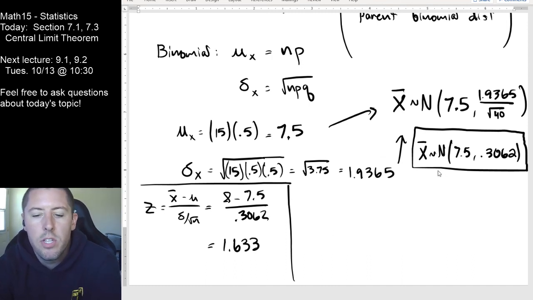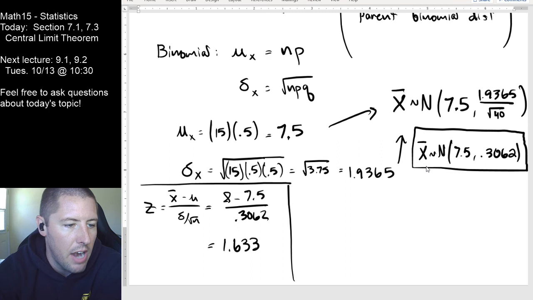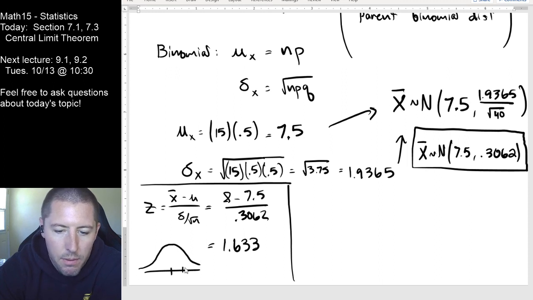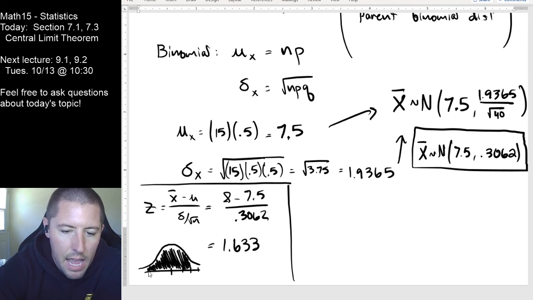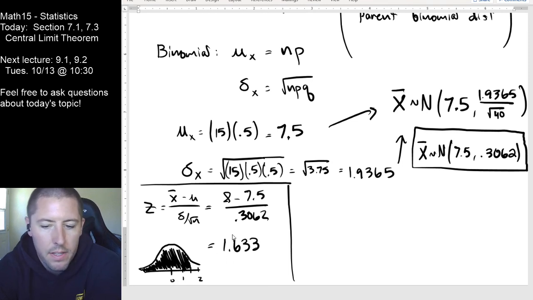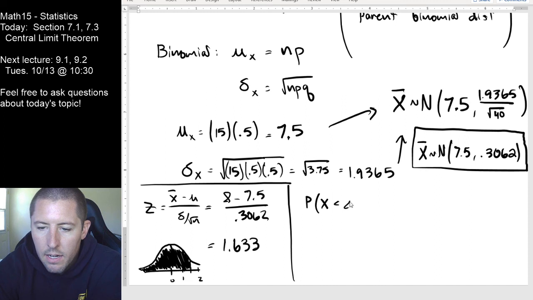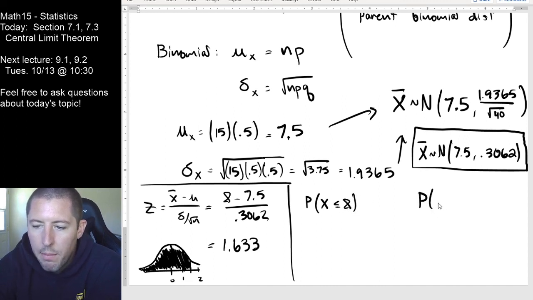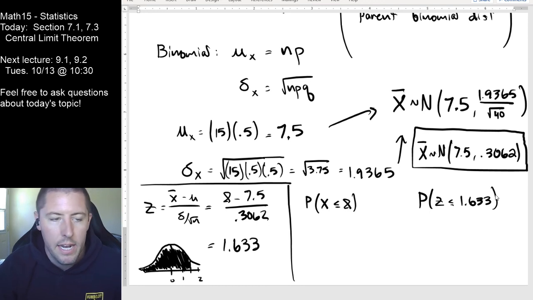So this says that to see a result like getting an 8 as your average over 40 times of playing this game is like getting something about 1.6 standard deviations above normal. So we're interested in all this area. This is all of our probability of interest: having an average roll of anything below about 1.6 standard deviations above normal. What's the probability that we see anything less than that out there? So I can either phrase this as the probability that x is less than or equal to 8, or as the probability that z is less than or equal to 1.633. And let's do both of these in Excel, and we'll call it a day.